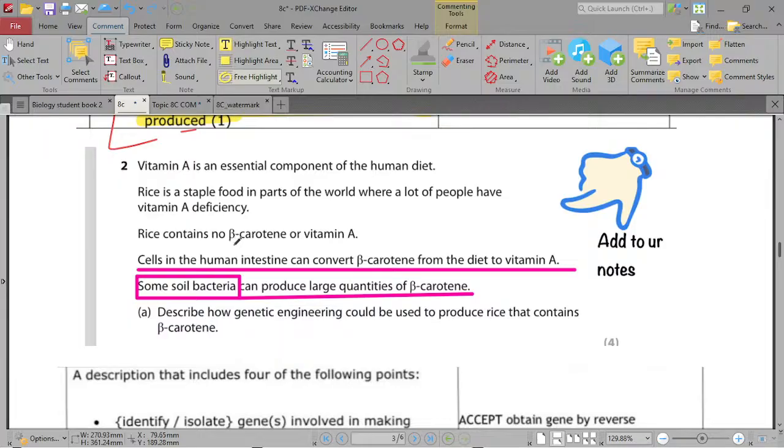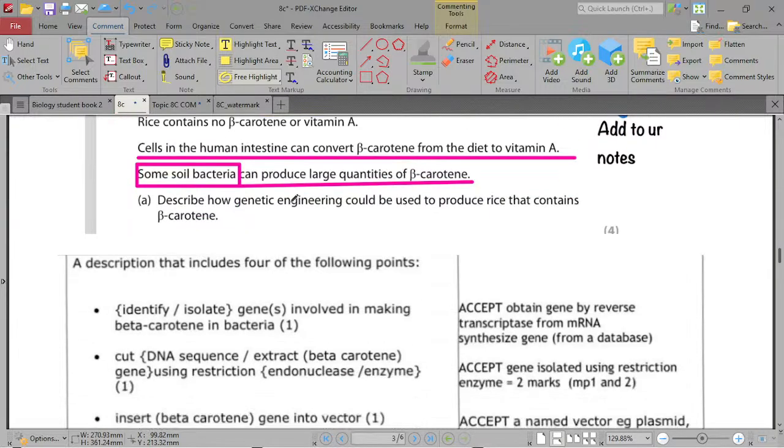So again, isolate the gene in soil bacteria that produces beta-carotene, then use restriction endonuclease enzyme to remove that gene, insert the gene into a vector, insert the vector into the rice. Yeah. Making beta-carotene in bacteria.